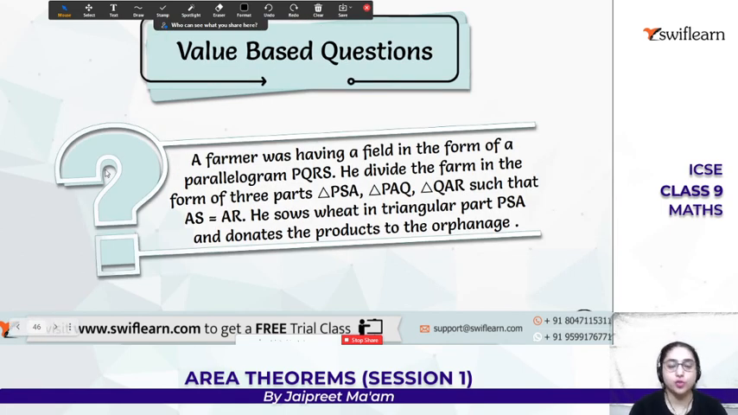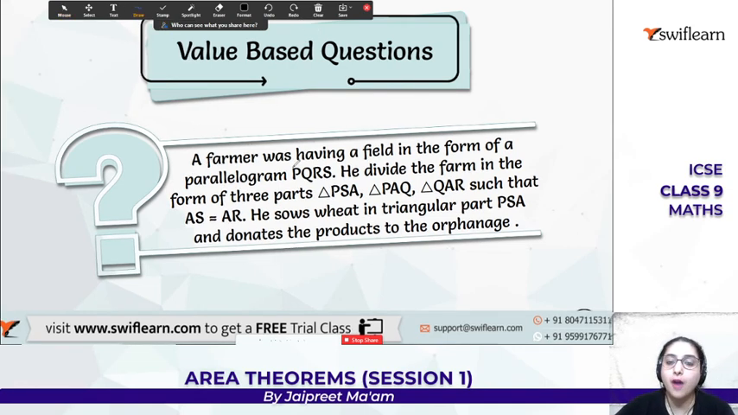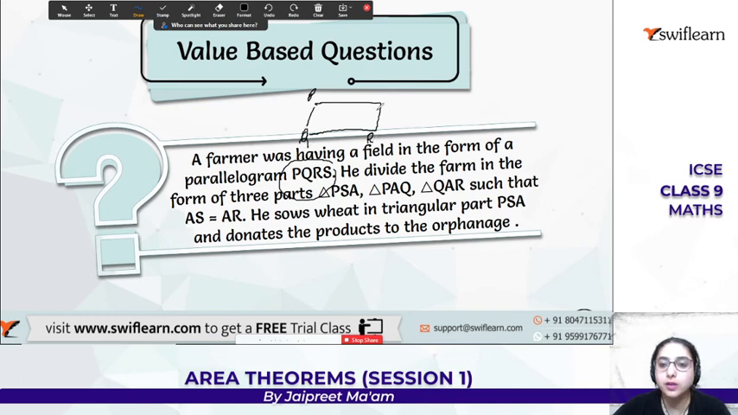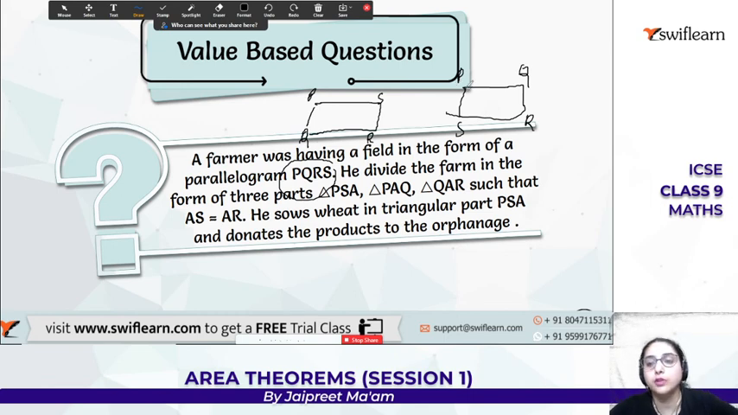Value based question. So understand, think and answer in the comment box. A farmer was having a field in the form of parallelogram PQRS. So it's a parallelogram PQRS. It's very important how we write the name for the parallelogram or any figure. We can't write PQSR. So it should be in a sequence, PQRS, like this.